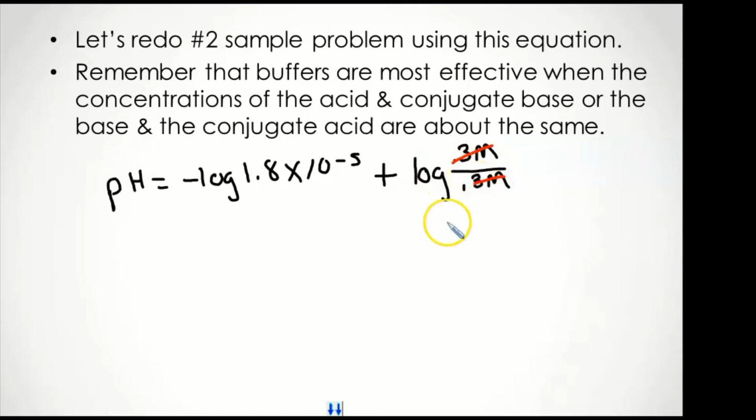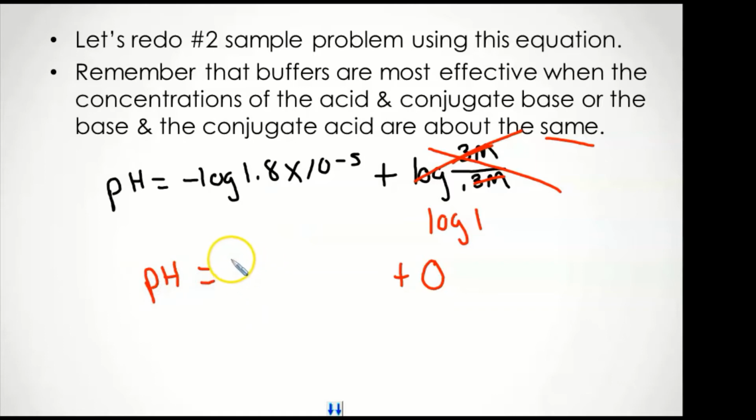If you take the log of 1, do that in your calculator. The calculator is going to say 0. So basically, negative log of Ka plus 0. If they're the same concentrations, they cancel out. This is when a buffer does the best, when these are the same concentration. Remember that buffers are most effective when the concentration of the acid and the conjugate base are the same. So this was a really effective buffer. We're going to get a pH, again, of 4.74. We don't need to worry about that. So anytime they're the same molarities, you just take the negative log of the Ka.